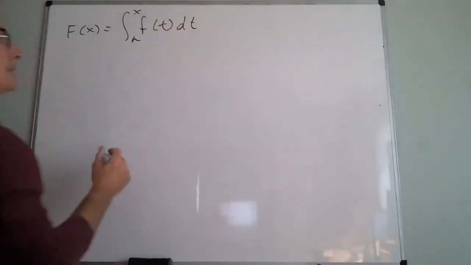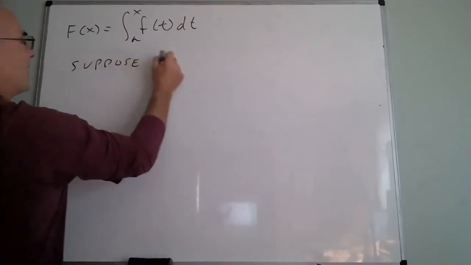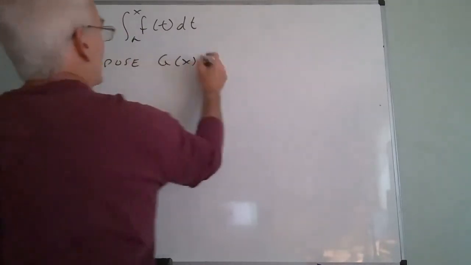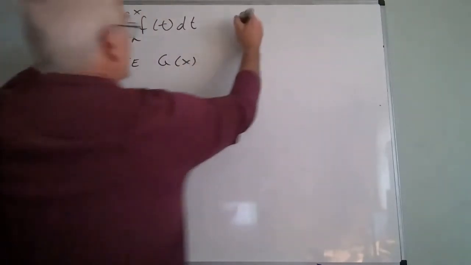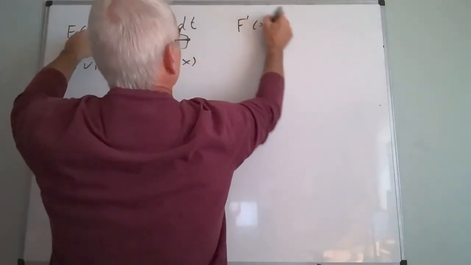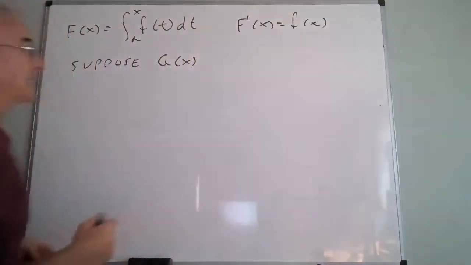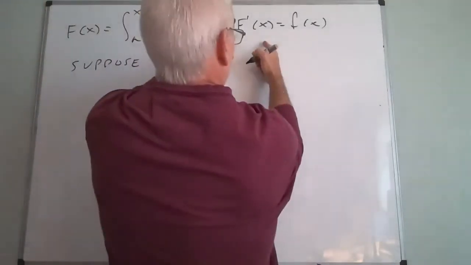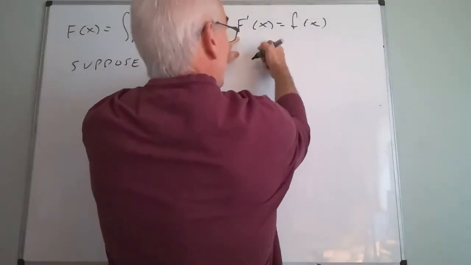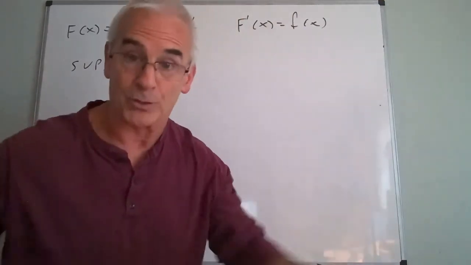That's how we started it. Now I want you to suppose that g of x is also something to do with this. Remember, this says here that F prime of x equals little f of x. That's what we proved earlier. Another way of thinking about that is that capital F of x is an antiderivative of little f of x. That's what you can assume.